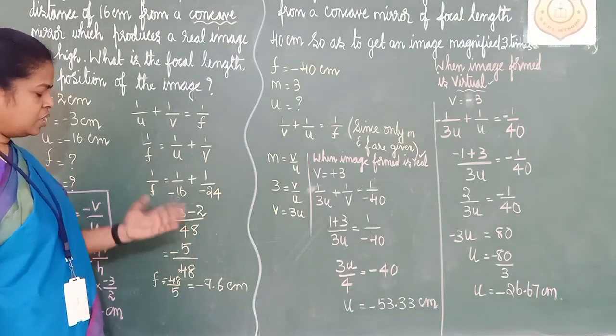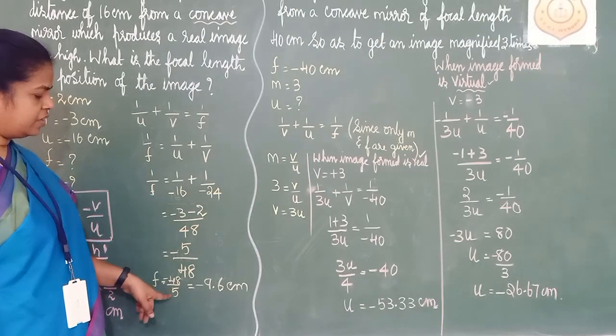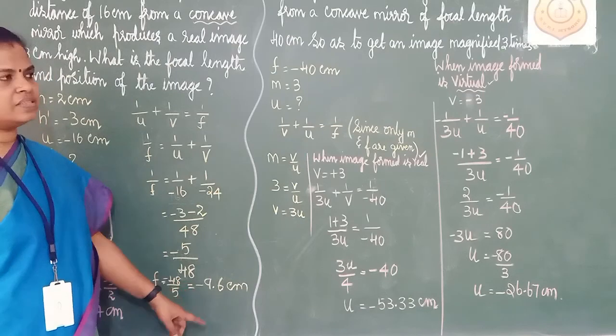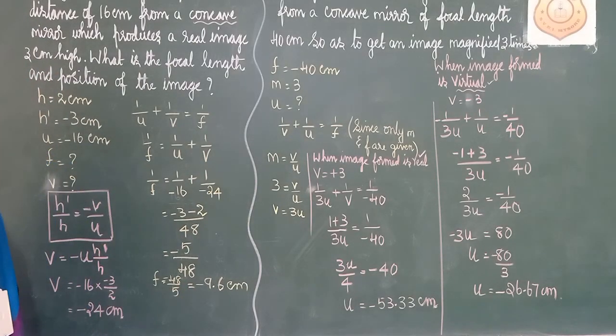So f is equal to 48 by 5. This will come up and that will come down. So the answer is this one. What they have asked: what is the focal length? So focal length is equal to 9.6.